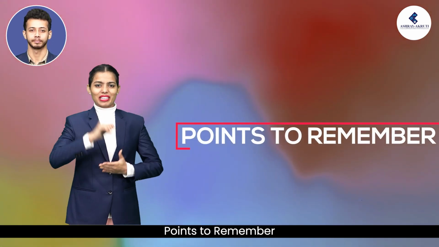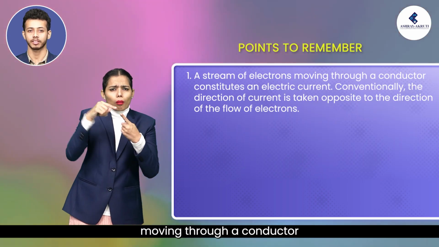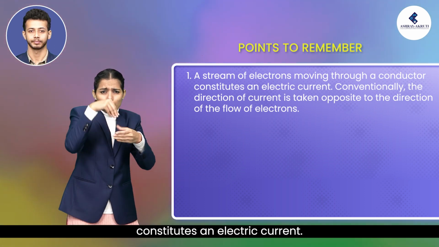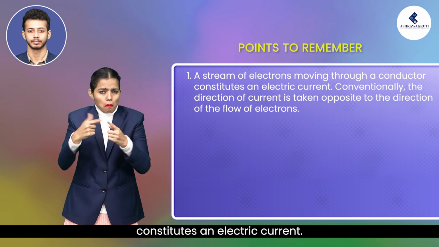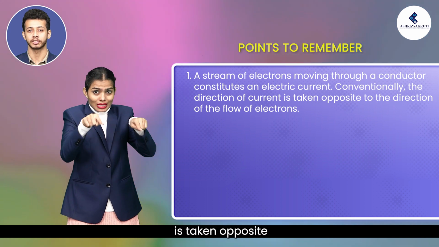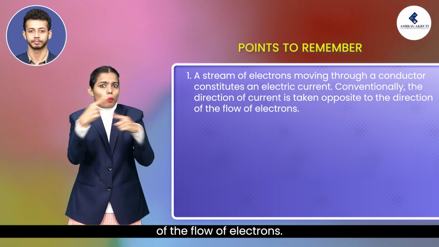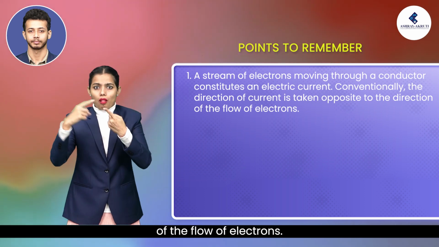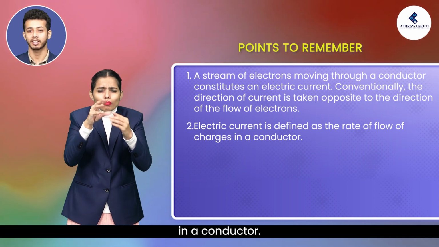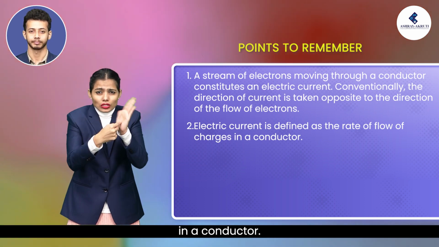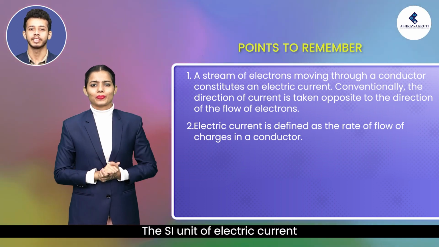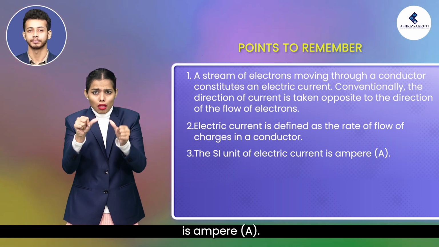Points to remember: a stream of electrons moving through a conductor constitutes an electric current. Conventionally, the direction of current is taken opposite to the direction of the flow of electrons. Electric current is defined as the rate of flow of charges in a conductor. The SI unit of electric current is ampere.